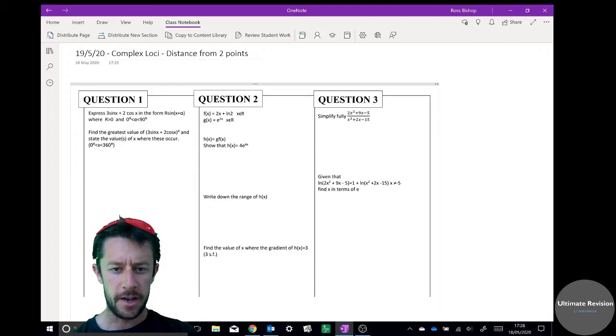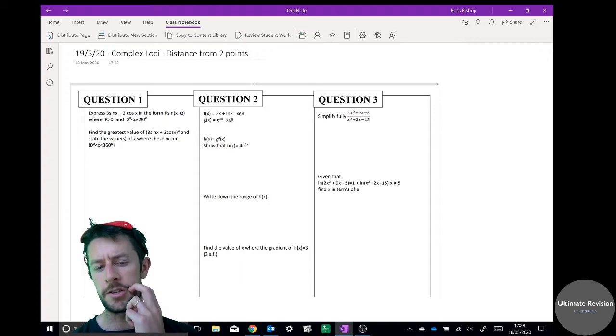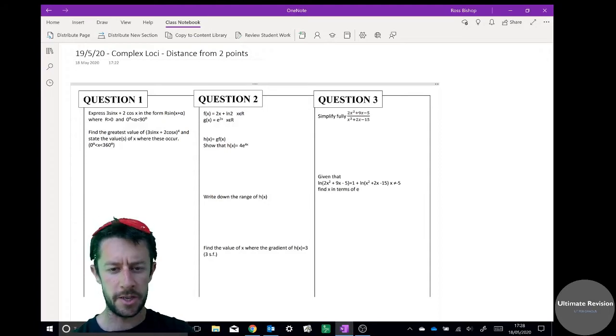Next lesson, on Thursday and Friday, we're going to do some revision anyway through Zoom, so you'll be able to ask questions just to make sure that you know what you're doing, and I'll show you the best places to revise as well from there.